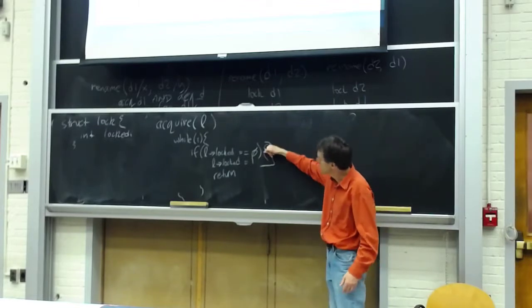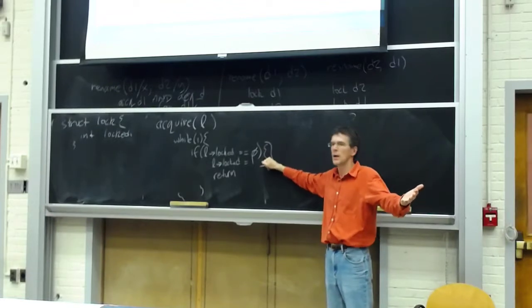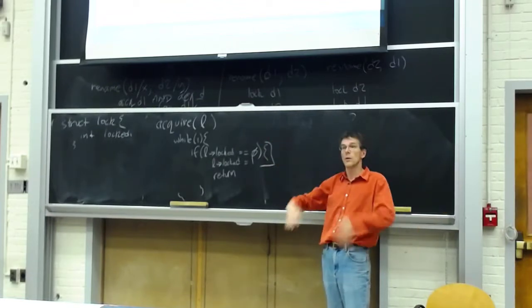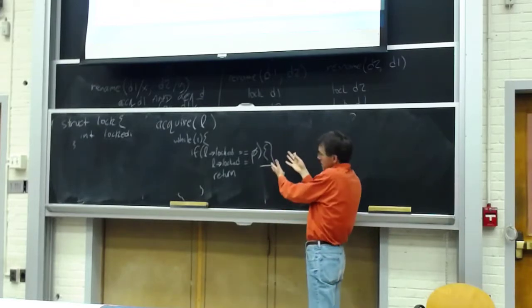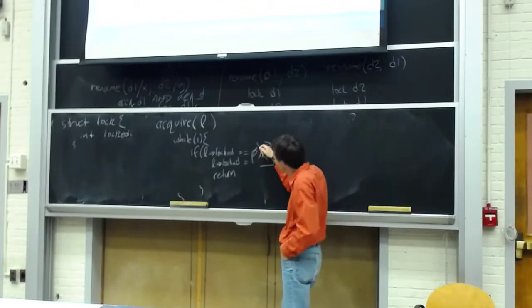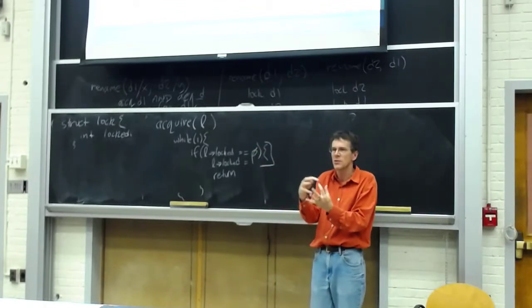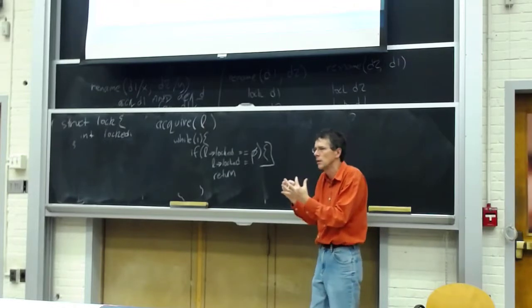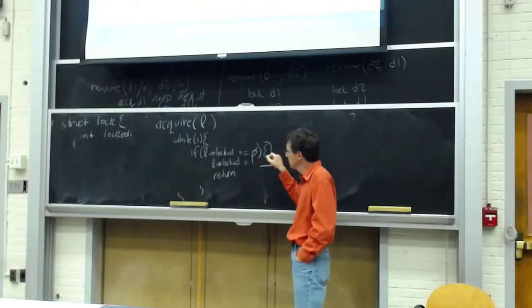They both execute the first line. They both see the lock's not held. They both say, oh, the lock's not held. And then they both set the lock to be locked, and they both return to the caller saying, you have the lock. Right? So the problem is that this pair of lines has to be atomic. We need the checking and the setting to be one atomic operation that nothing can slip in between. So you can't do it with this code.